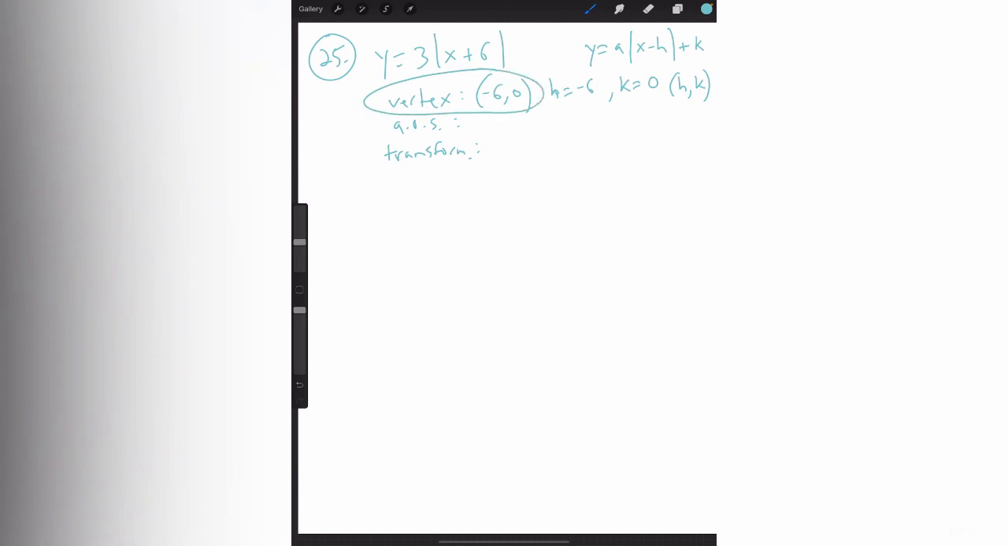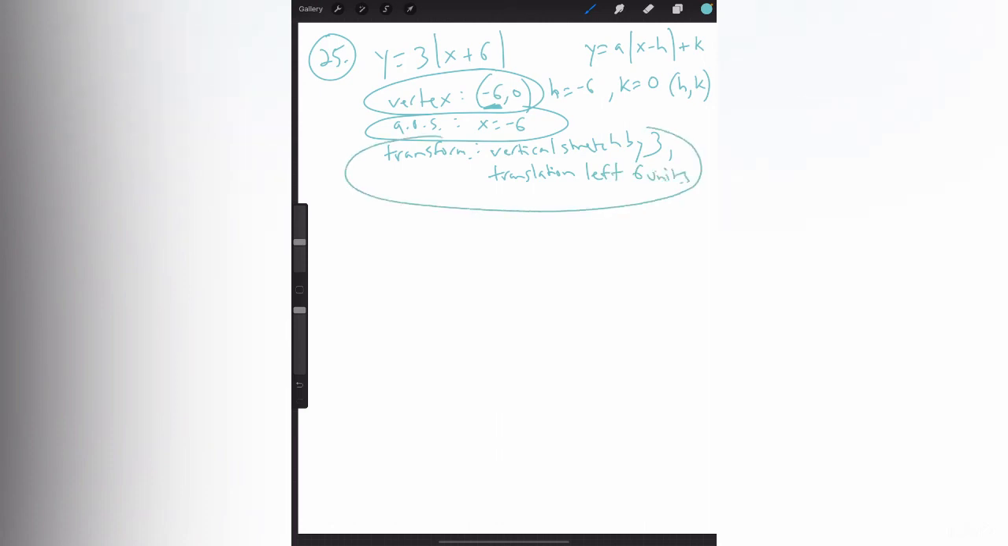My axis of symmetry is as easy as just saying x is equal to whatever that x value is. So x is equal to negative 6. In my transformations, what I've done is I have a vertical stretch by 3, and I've also done a translation to the left 6 units. Okay. So those are my 3 parts.